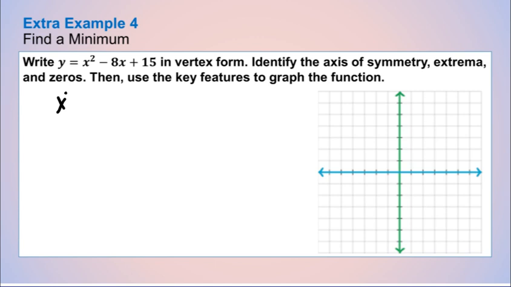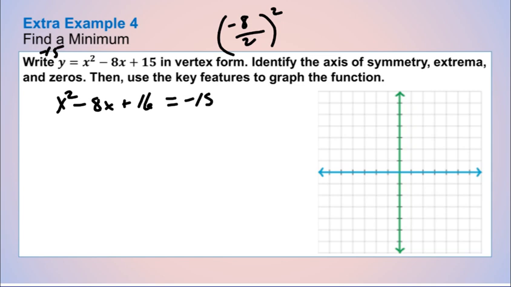So x squared minus 8x plus, negative 8 divided by 2 is negative 4, squared will give you positive 16. And I have to subtract 16 on both sides. So I have 15, and then I have to add the 16 to both sides. So right now I have x minus 4 squared equaling positive 1.